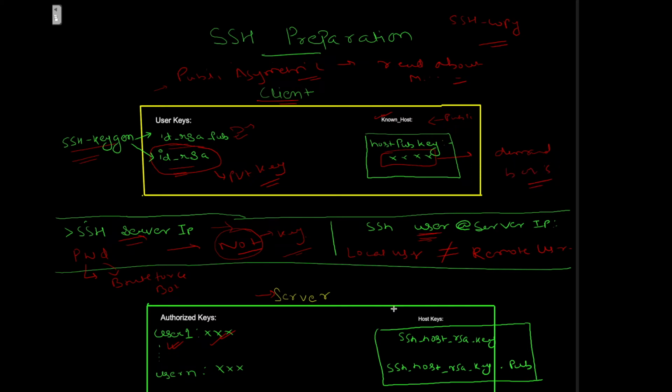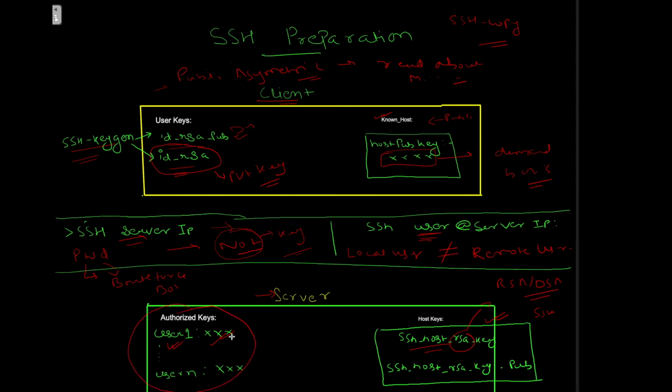Now let's look at the server side. Similarly, the server also has a public key and a private key, which is generated again through ssh-keygen, and it is stored as ssh_host_rsa. RSA is an algorithm which is used for encryption. It can be RSA, DSA, or any other encryption which you choose, if it is supported by the keygen tool. Okay, and these are the authorized keys.